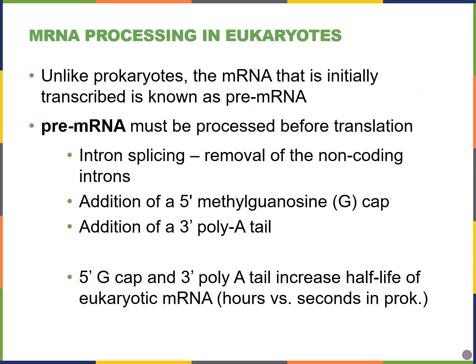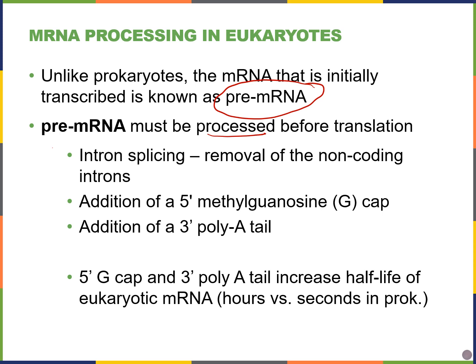One of the key differences between prokaryotes and eukaryotes is that in prokaryotes, when you make your messenger RNA, it's ready to go and be translated right away. In eukaryotes, however, the pre-messenger RNA that's formed during transcription is not ready to be translated yet. Instead, it has to go through processing before you form your messenger RNA that's ready for translation. So let's look at the 3 things that have to be done during this processing.